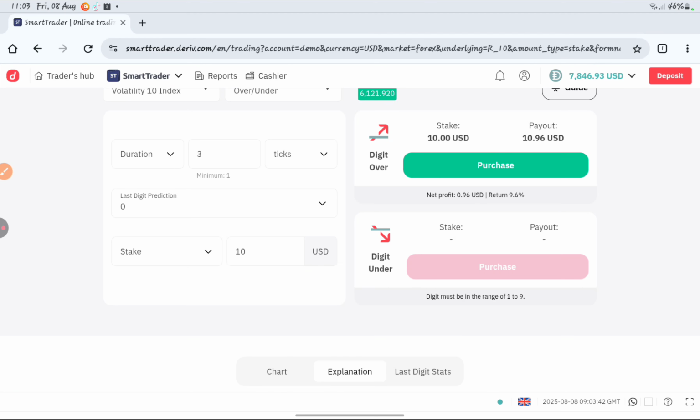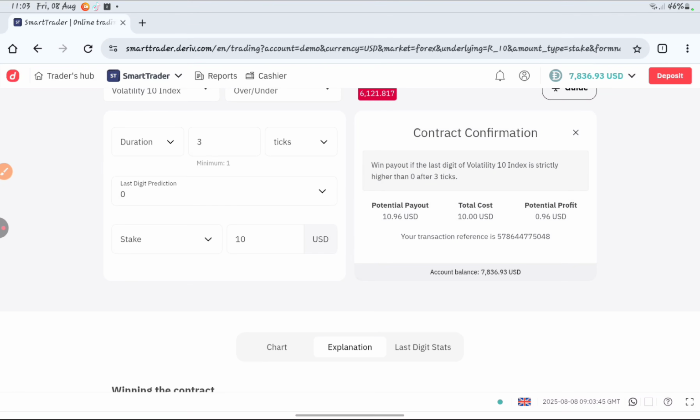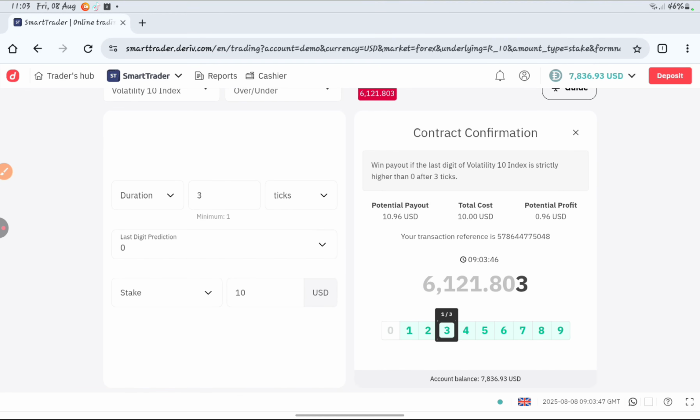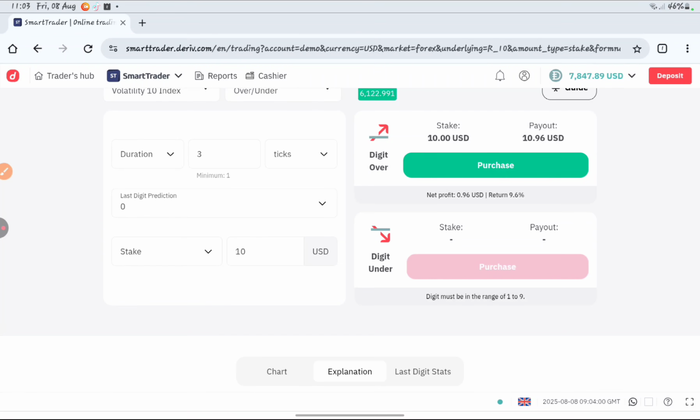Because if you choose 0 as your last digit prediction, it means you only lose if the last digit closes as 0, and all the time when it closes without it being 0, you are going to be making this small return, right? But eventually you are going to lose at some point, right? So what do you do when you lose, right?